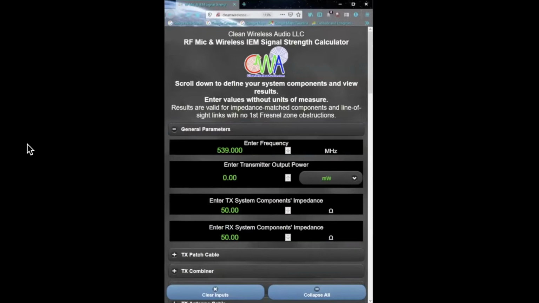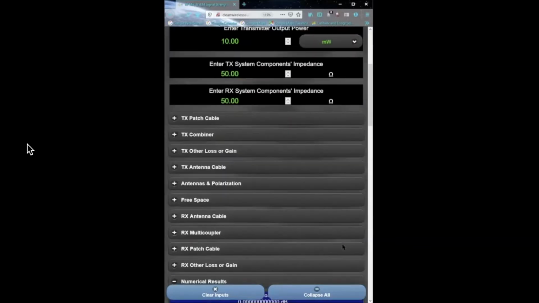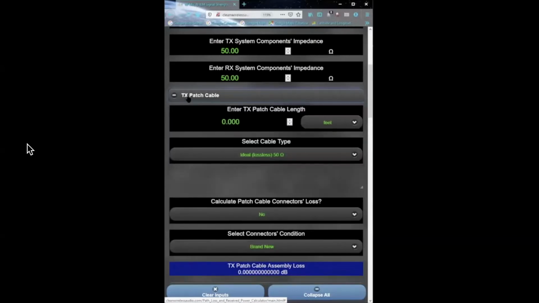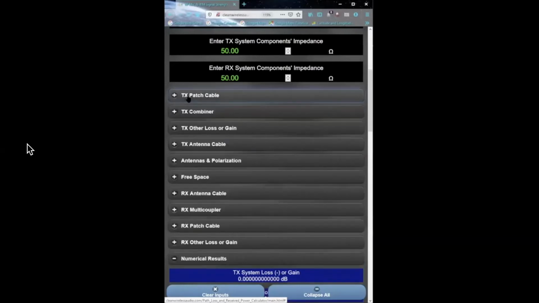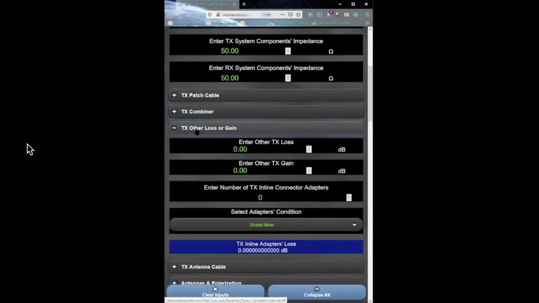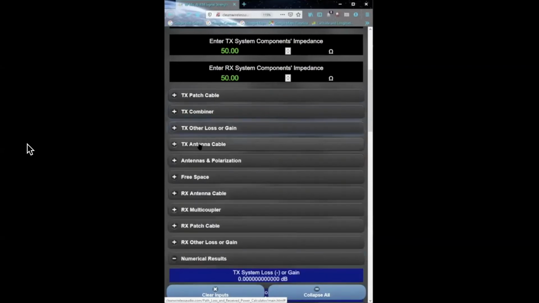I'm thinking Axient Digital at normal power is 10 milliwatts. Your default system components impedance is 50 because most pro audio is 50. I believe some micro systems operate at 75, but don't quote me on it. Since we're imagining we have a handheld microphone, we can ignore the specs for the transmitter patch cable, but you would need that if we were talking about an in-ear monitor transmitter. Transmit combiner, again, in-ear monitor. Transmit loss or gain, this is where a user can enter other losses and gains.